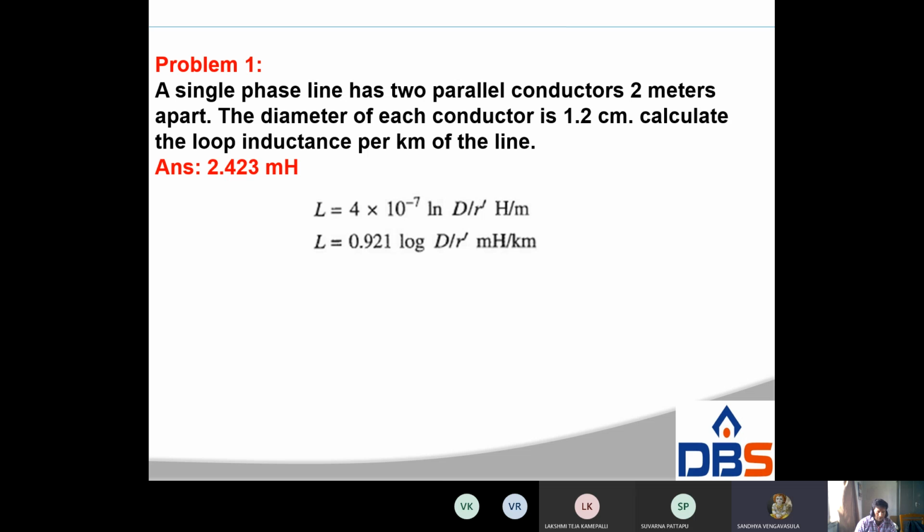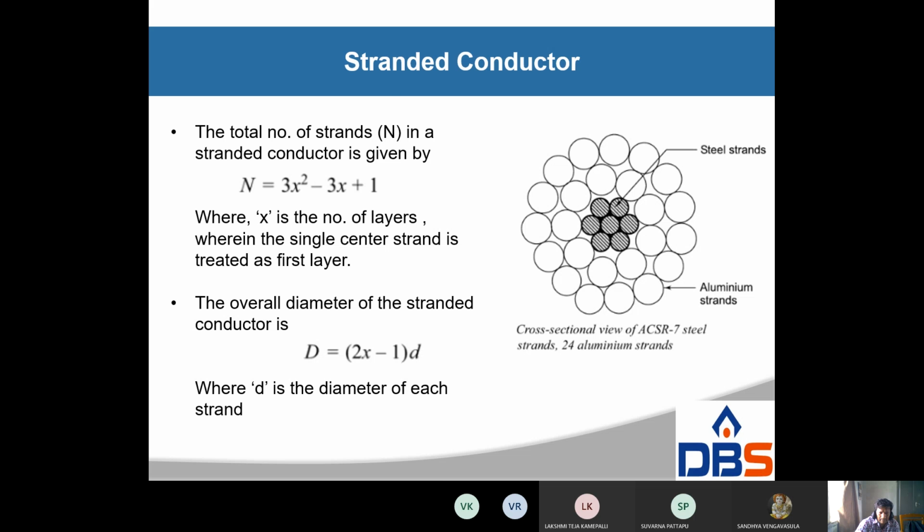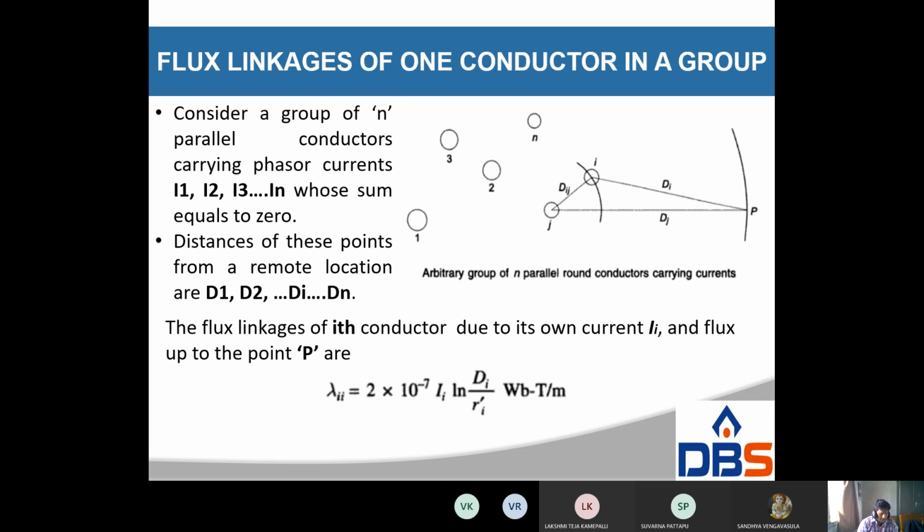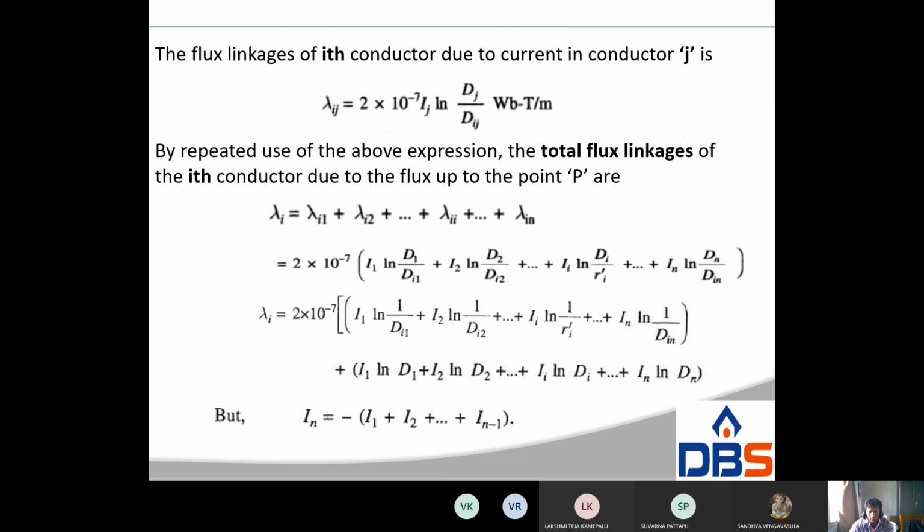Yes, sir. So this problem, the screening problem, note it down, and also another problem. A single phase transmission line has two parallel conductors 3 meters apart. The radius of each conductor is 1 centimeter. Calculate the loop inductance per kilometer length of the line.